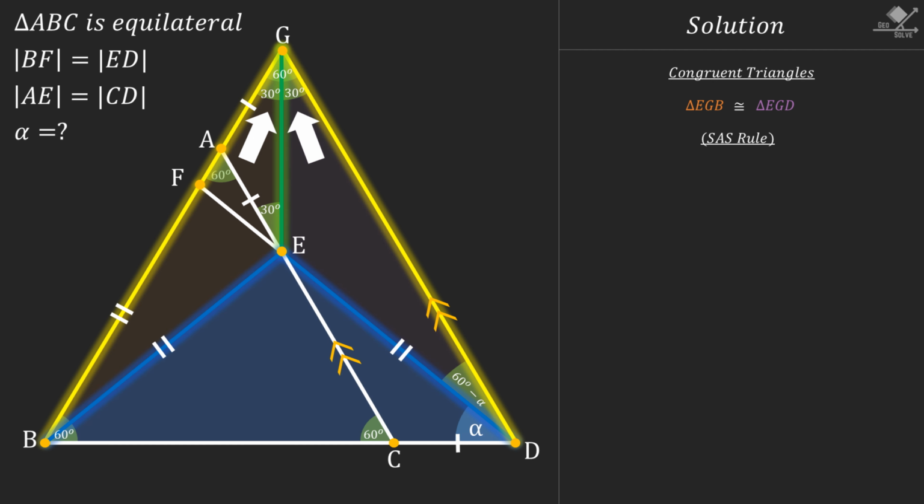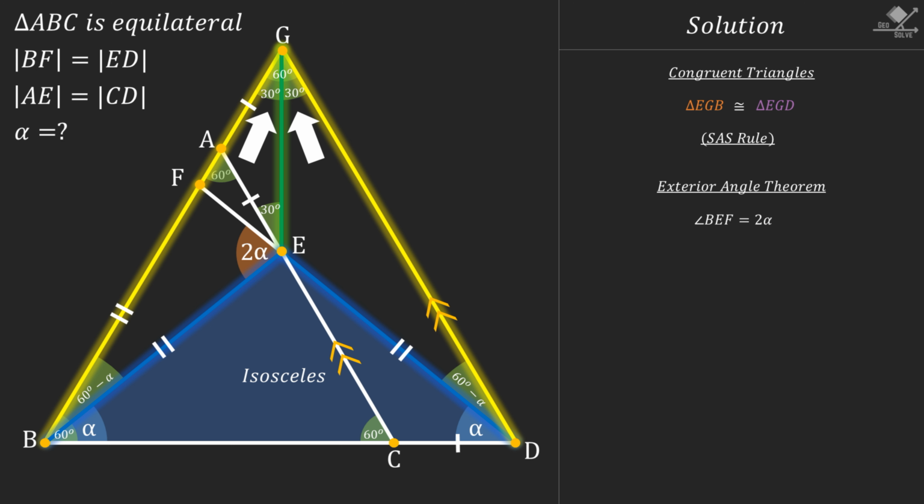Now let's focus on this triangle. We see that this is an isosceles triangle. So its left base angle should also be alpha degrees. And from here, we see that this angle will be 60 minus alpha degrees. Now use the exterior angle theorem on the blue triangle. So this angle will be 2 alpha degrees.